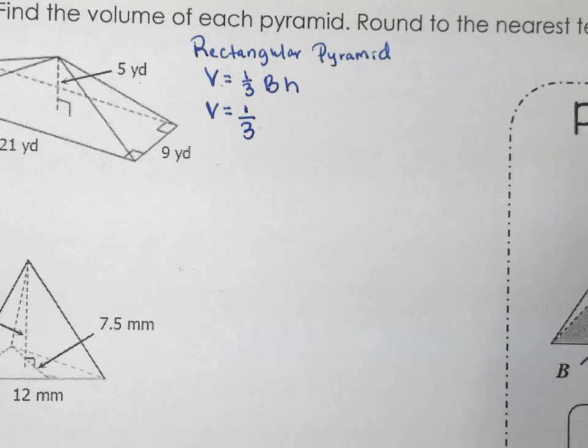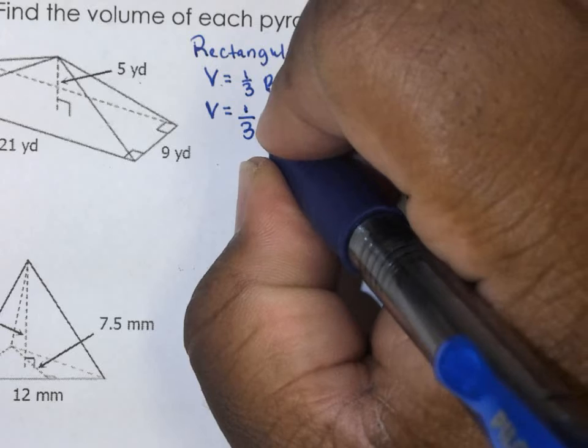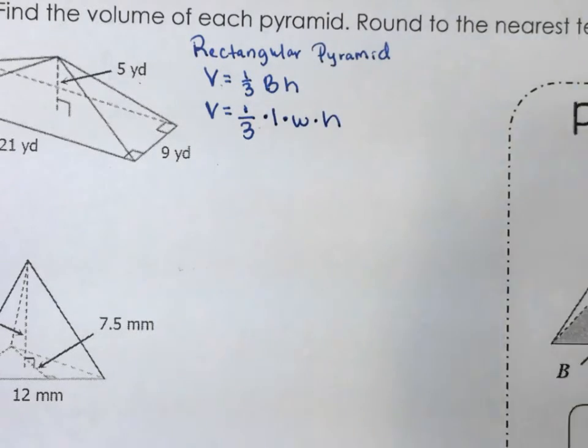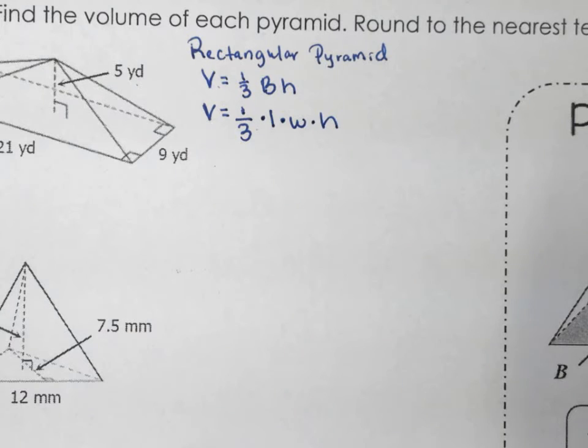You said shape of the base was a rectangle. What does capital B turn into? Hello? Thank you, man. L times W. I don't know why I don't have 10 people shouting that out to me. The adjustment on here is L times W. You need to speak louder then.